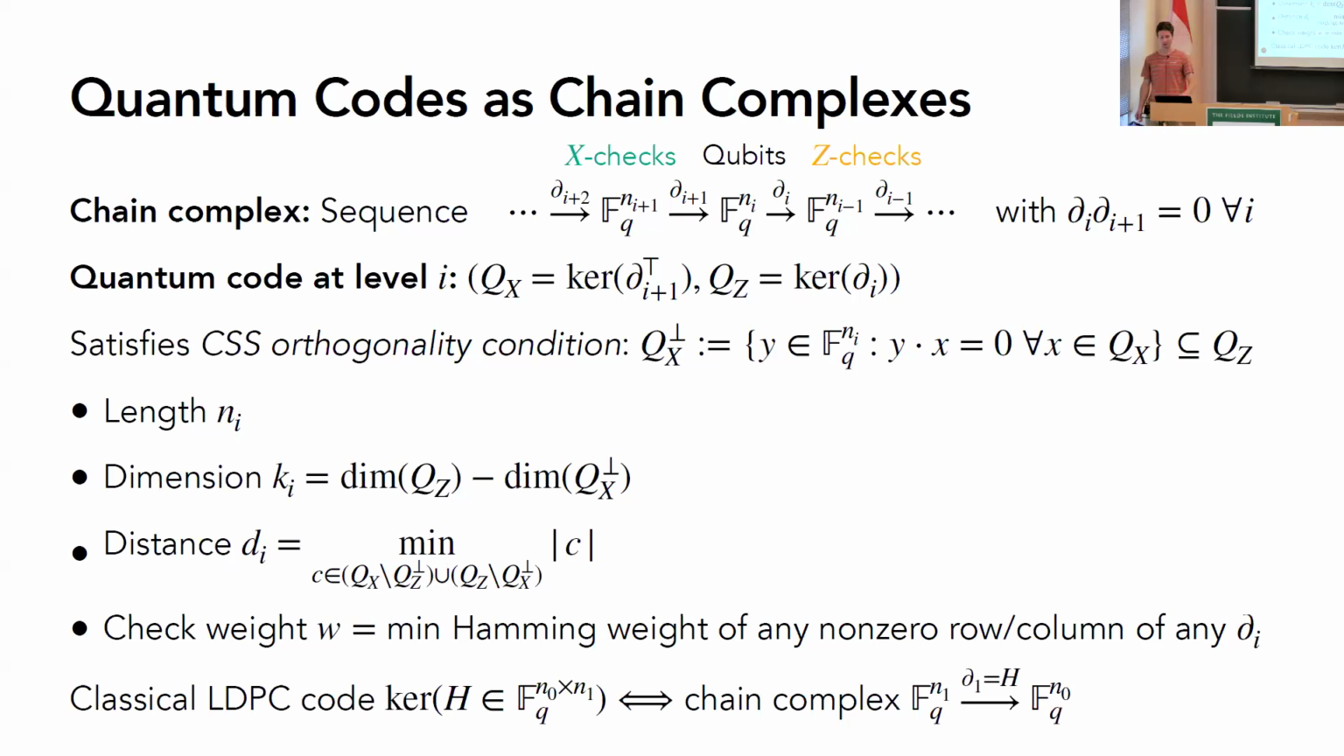And we can view a classical LDPC code as a chain complex. It's just a two-term chain complex, where if there are n1 bits and n0 checks, then the chain complex is just this map from F_q^{n1} to F_q^{n0}, where the boundary map is literally just our parity check matrix. So classical codes are like two-term chain complexes. Quantum codes require at least three terms in the chain complex.